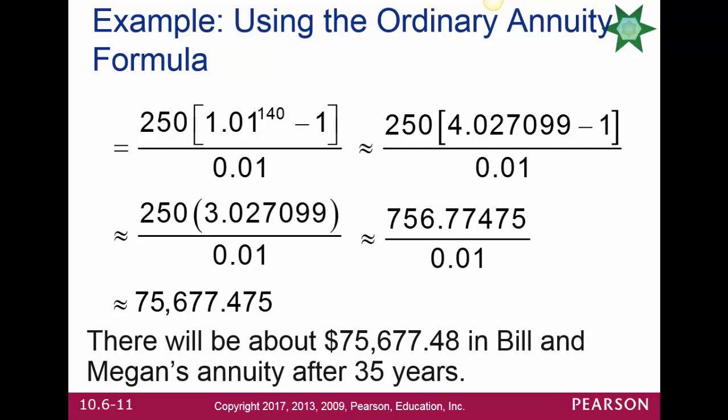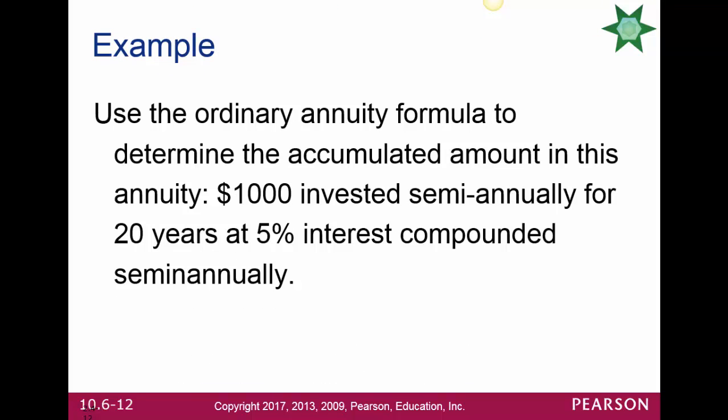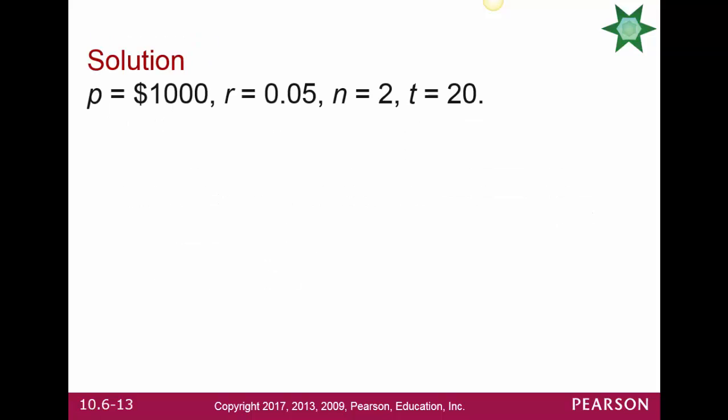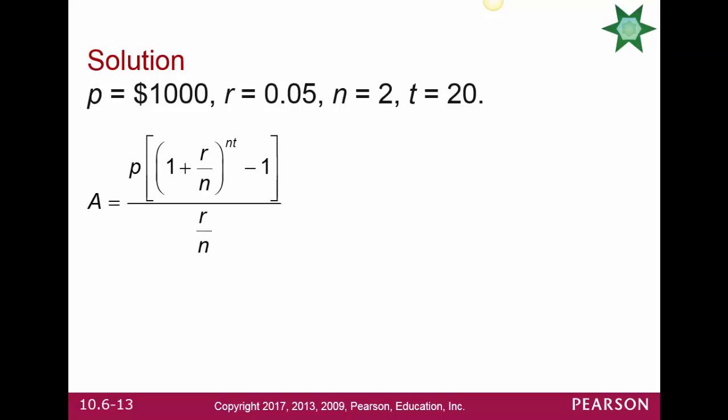Another example: use the ordinary annuity formula to determine the accumulated amount in this annuity. We're doing $1,000 invested semi-annually, that means twice a year, for 20 years at 5% interest. So our payment is $1,000, the interest rate is 0.05, 2 compounding periods per year for 20 years.